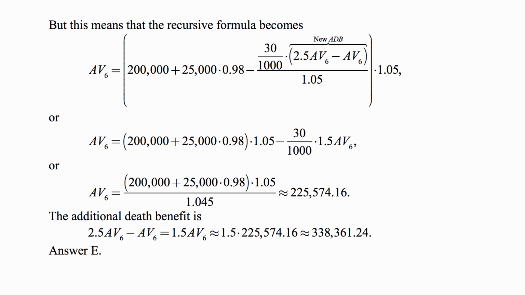225,574.16. And the additional death benefit, the question asks for the additional death benefit, is, well, how much? It's the excess of the death benefit paid over the account value. But because the corridor factor applies, that's just 2.5 AV6 minus AV6, so it's 1.5 times AV6, so 1.5 times what we just calculated, and this is 338,361.24, which is answer E.